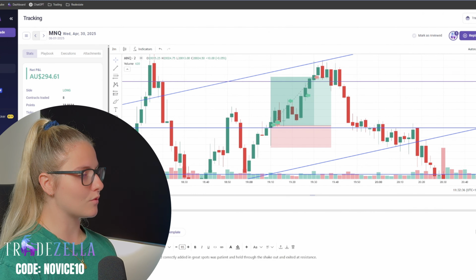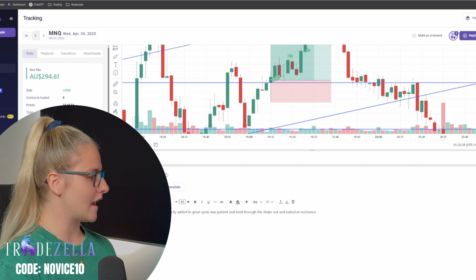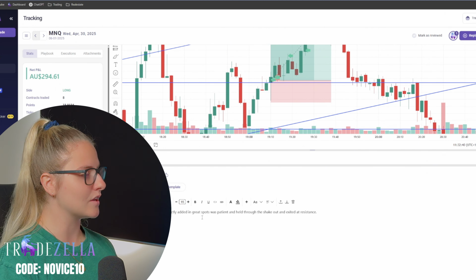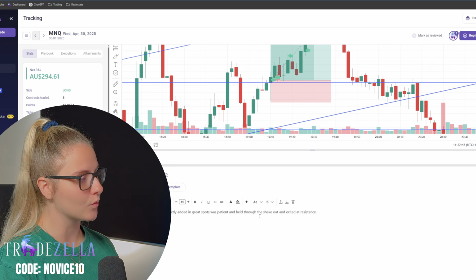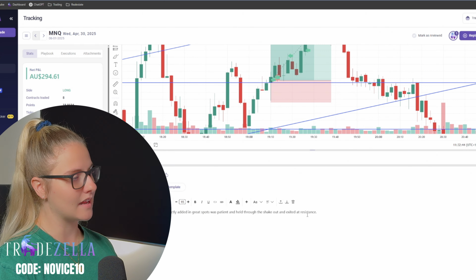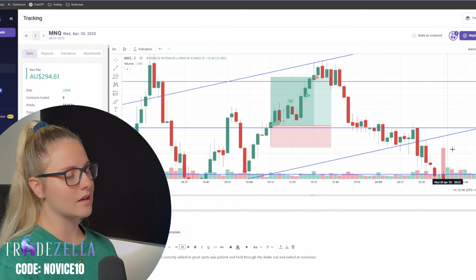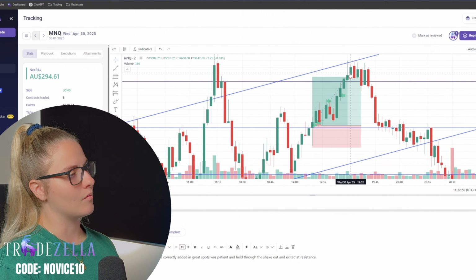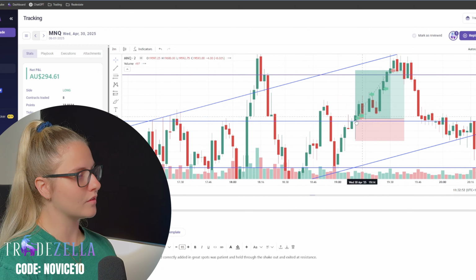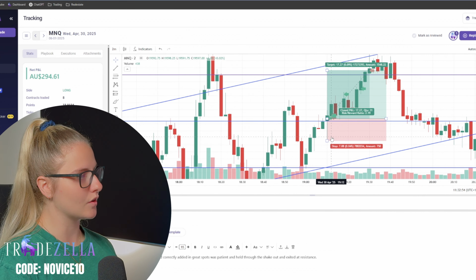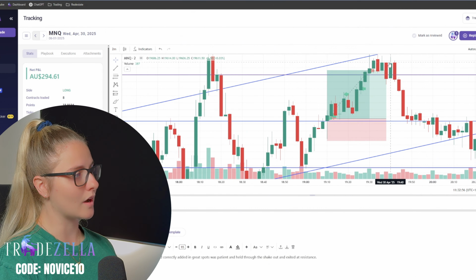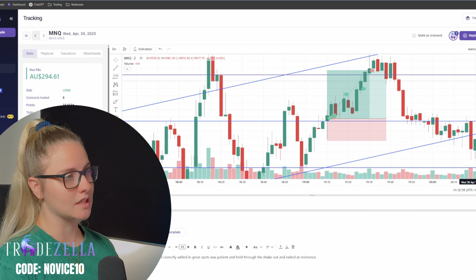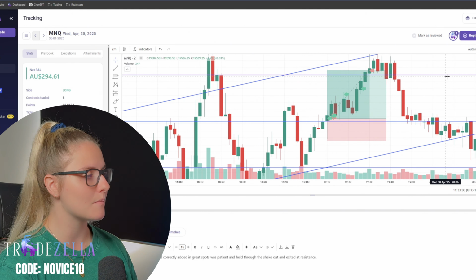So I basically wrote down here, which I'll just read out. Such a good trade, entered correctly, added in great spots, was patient and held through the shakeout and exited at resistance. So I played this trade really well, right? In multiple ways. So obviously entry, we know that's great. My stop was below here, right? It was a nice 2-hour trade, and we also added in between. So realistically, we actually got a little bit more than the 2-hour.